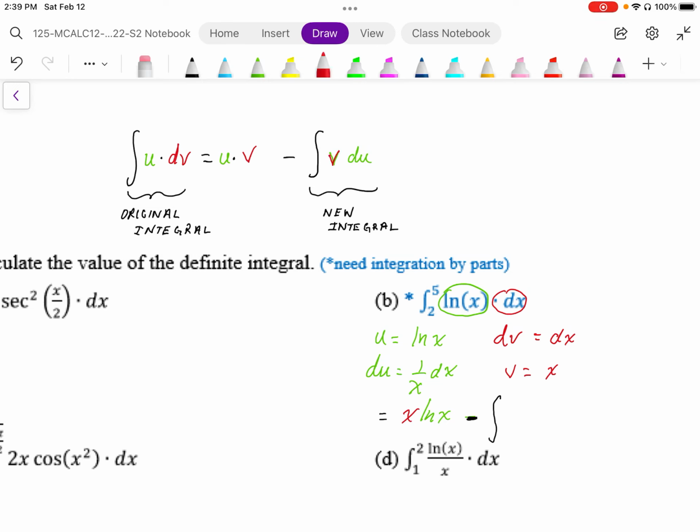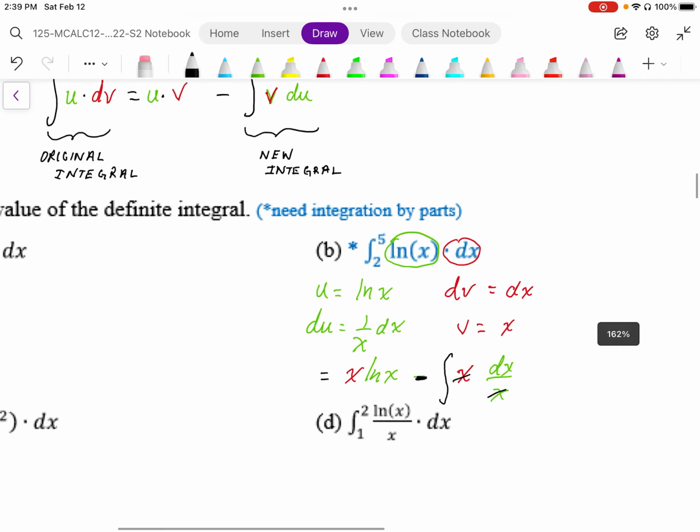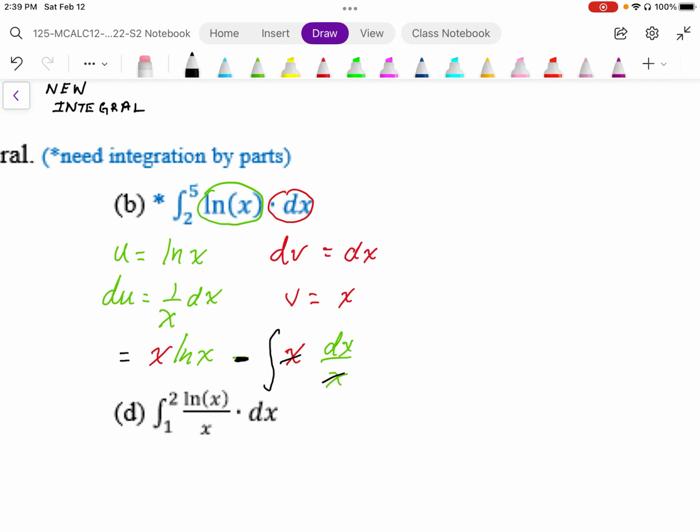Okay, so we need to put our v part in. So in this case, it's x. And the du part, we're going to replace with dx over x. Now this cancels out, and our new integral, we can integrate. So our new integral looks like this: x log x minus the integral of dx. So the integral of log x ends up being x log x minus x, and then don't forget the plus c since it's an indefinite integral.